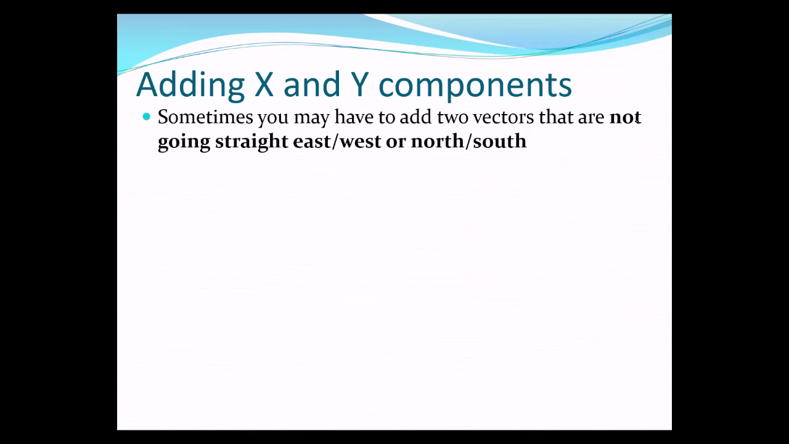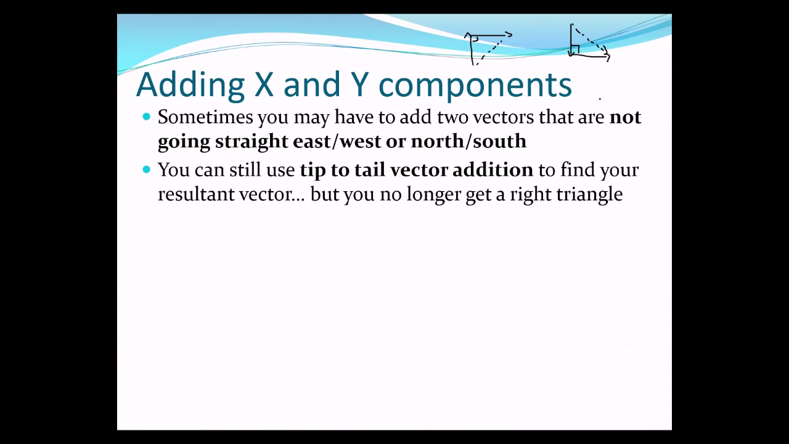Sometimes you may have to add two vectors that are not going straight east-west or north-south, right? Everything we've been doing so far is so-and-so walks that way, so-and-so walks that way. What is their displacement, right? So-and-so walks north, so-and-so walks east. What is their displacement, right? Everything's at these nice right angle triangles. So what we're going to learn about today is what happens when you're not at a right angle triangle.